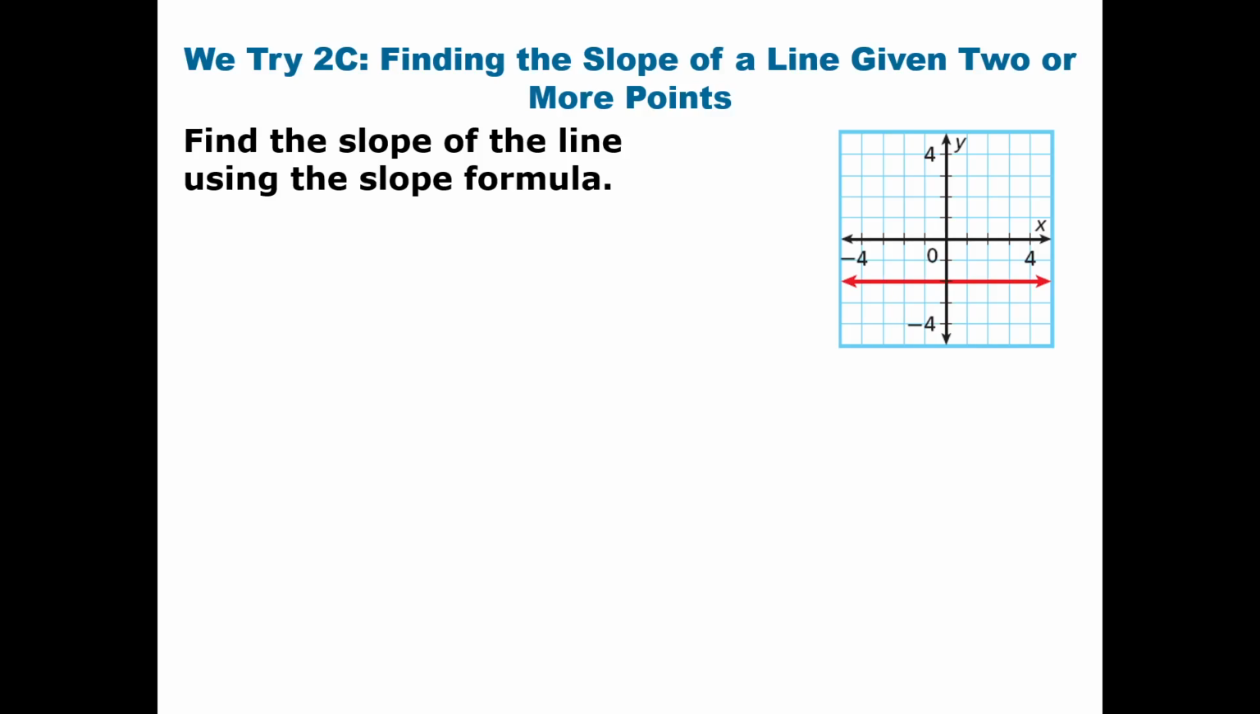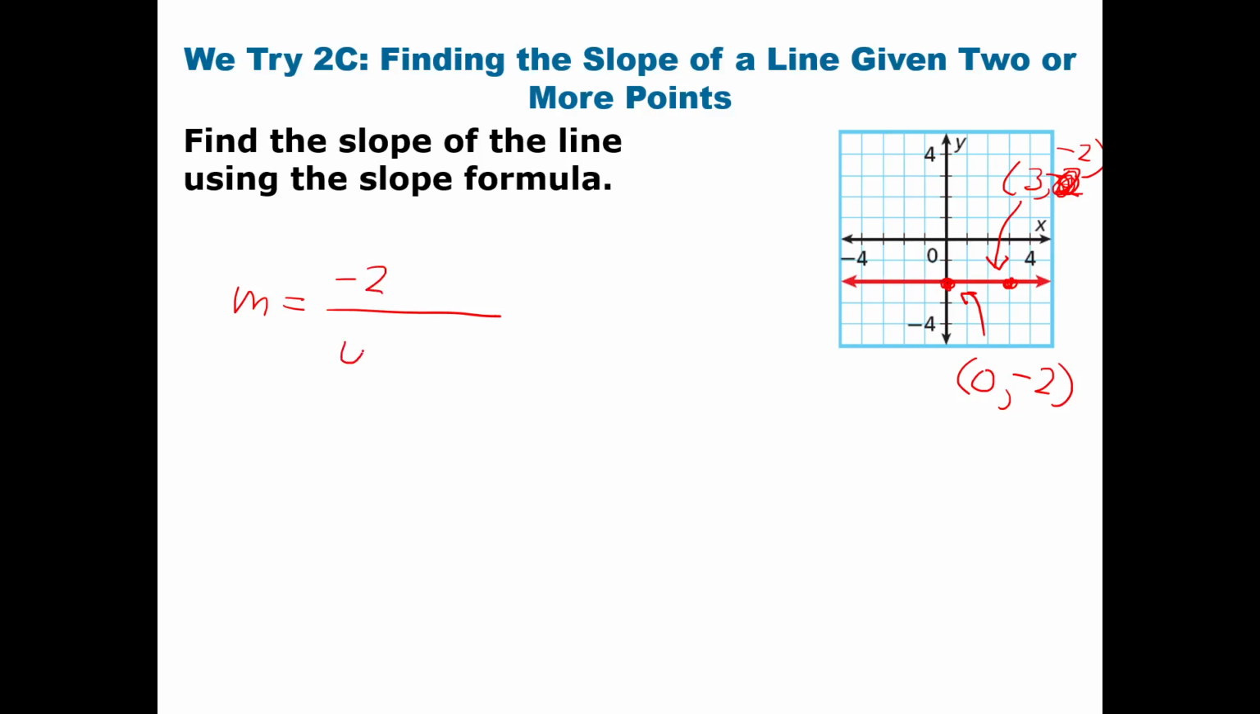Can I do it using the slope formula, finding it from a graph? Sure I can. Let's just pick 2 points that we like. How about this point right here? This happens to be the point 0 on my x, negative 2 on my y. Okay, and then let's pick this one right here. This is 3 in my x direction, my left and right, and negative 2 in my y direction.